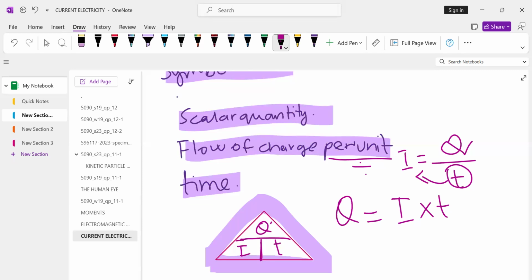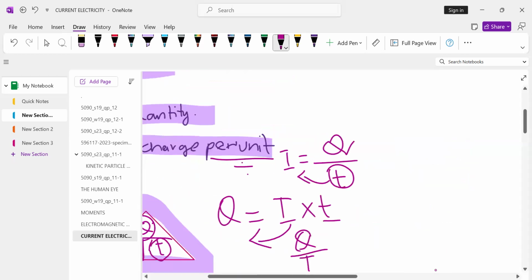For example, you put your finger at Q, since you need to find Q. So current will multiply by time. What if you need to find time? You will put your finger at time, and it is charge divided by current. So you can see this equation is given here. You need to find time, and here the charge is dividing with current when it goes to the left hand side. So charge would be divided by current, and it will give time.